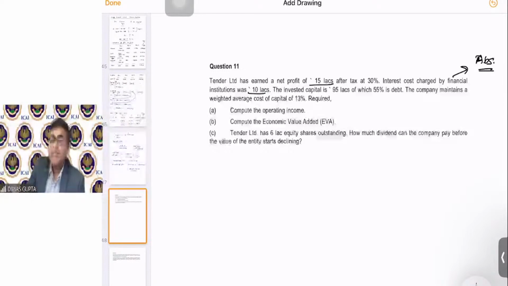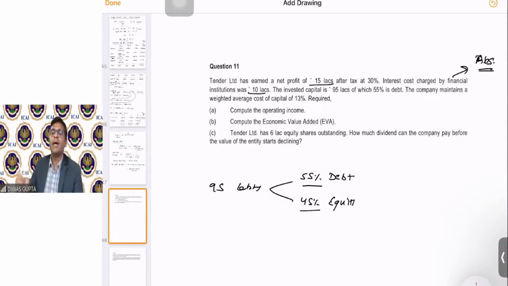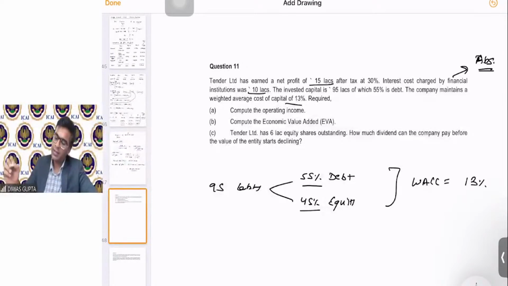The invested capital is 95 lakhs, out of which 55% is debt and 45% will be equity then, correct? Because if 55% is debt, balance will be equity. The company maintains a weighted average cost of capital of 13%. So WACC they have given us as 13%. Required, compute the operating income.